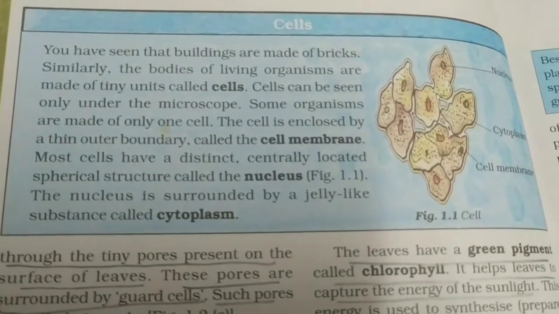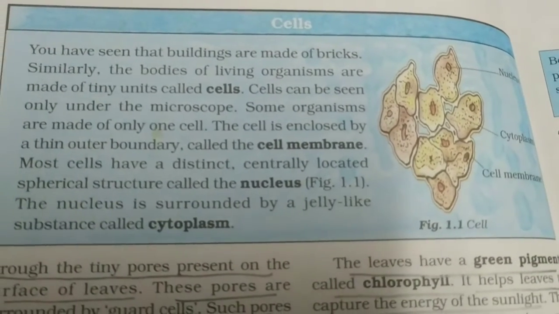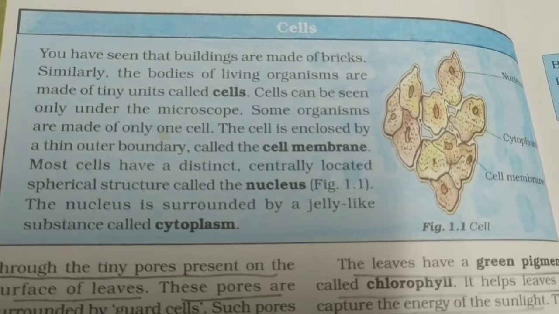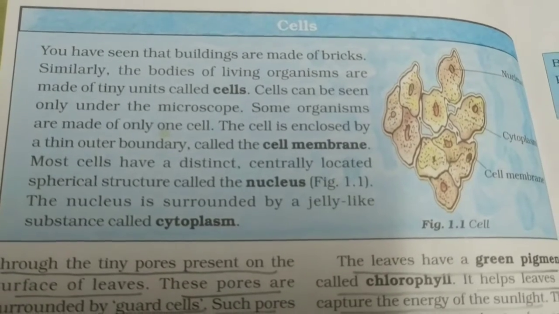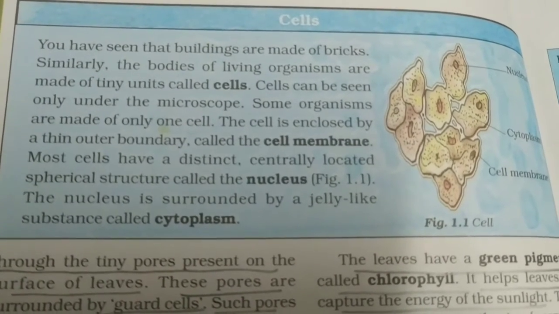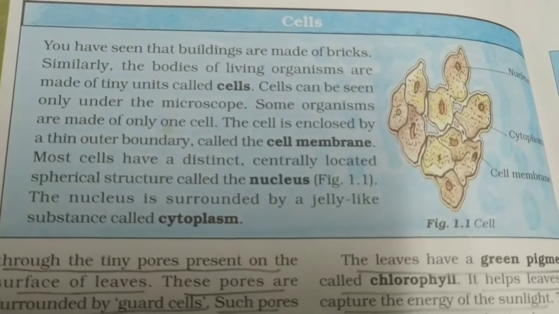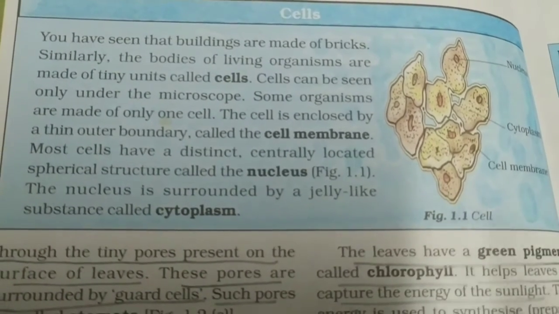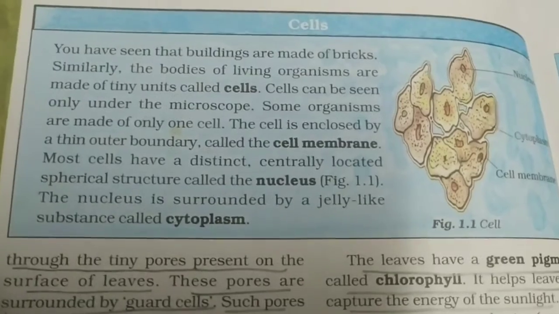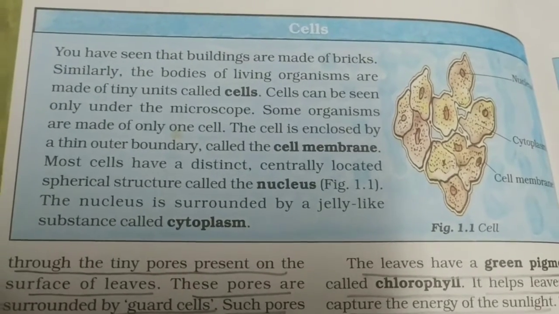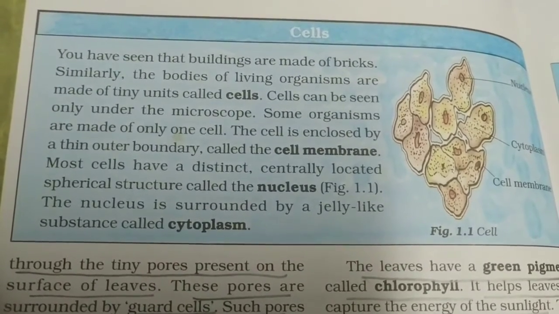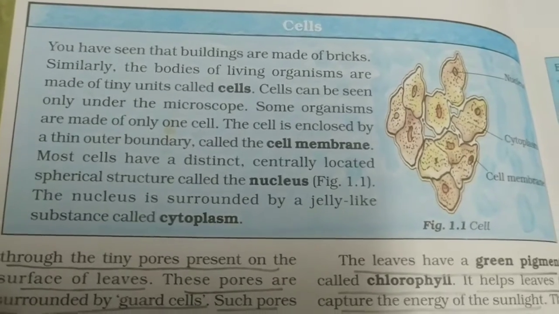All cells. You've heard about the term cells. So cells can be seen only under the microscope, guys. It cannot be seen with the naked eye. So some organisms are made up of only one cell. So some organisms like amoeba and stuff are made up of only one cell. So the cell is enclosed by a thin outer boundary called the cell membrane.